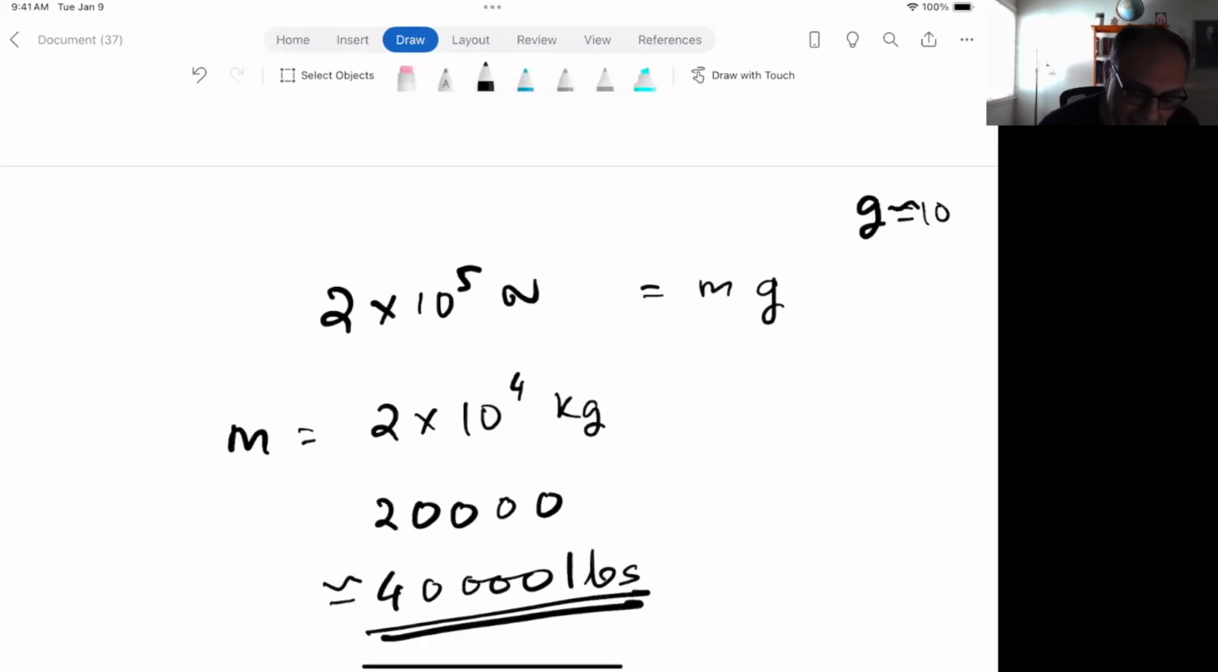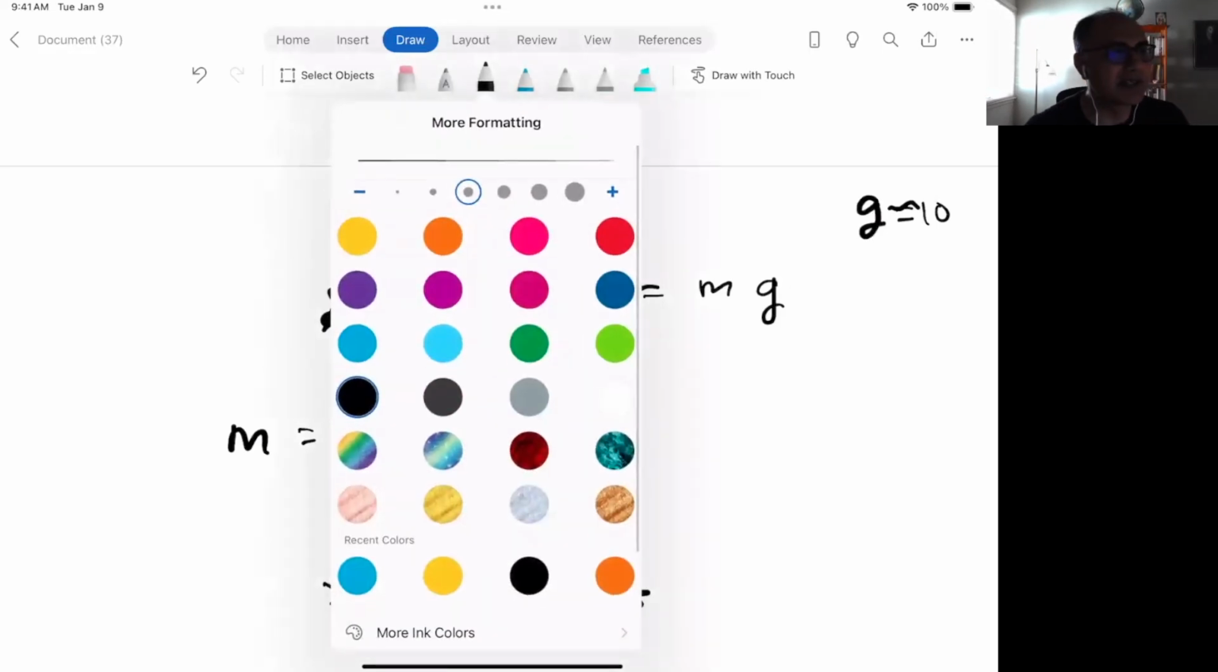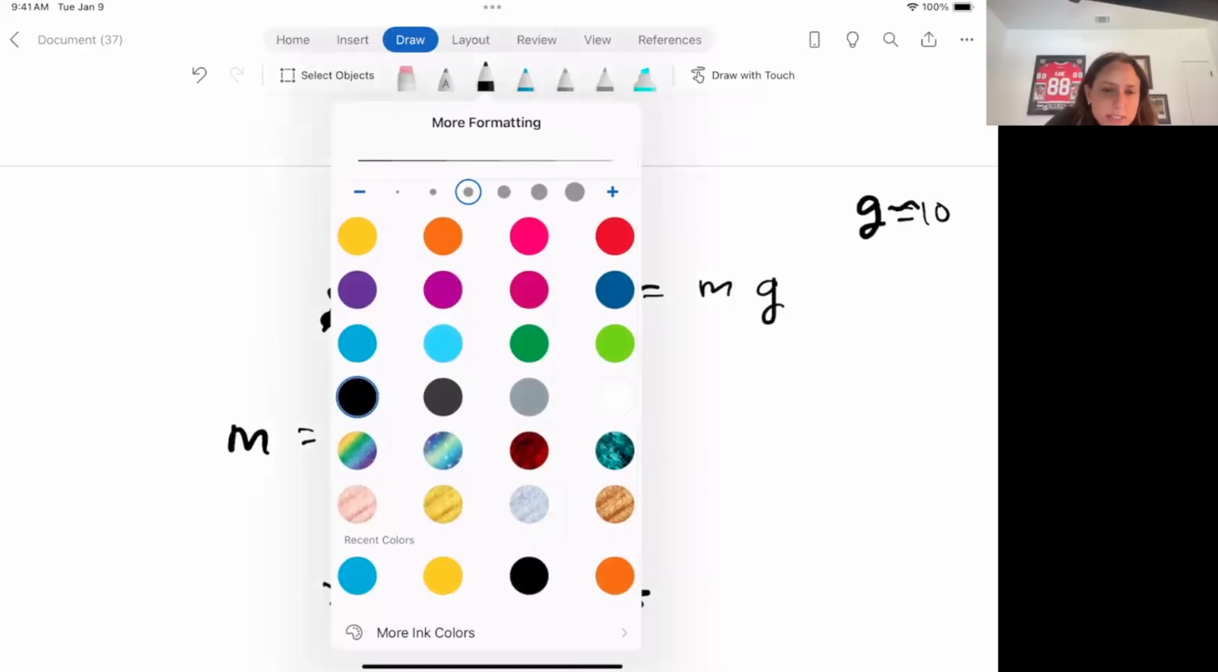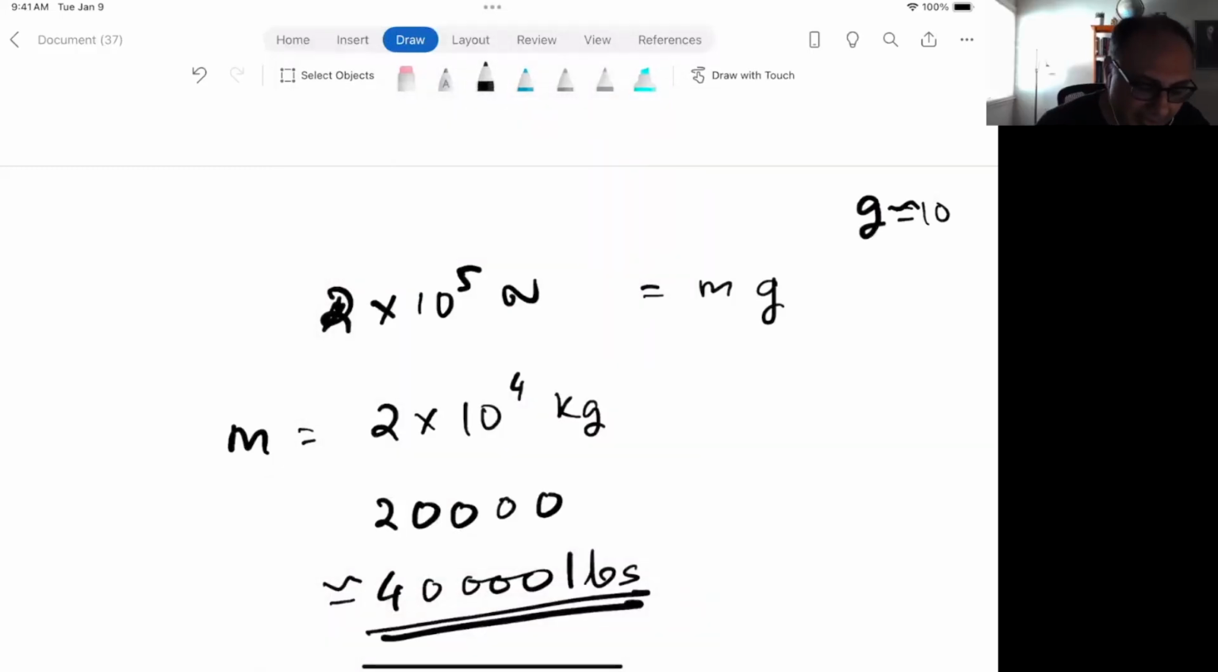Actually, the bulk modulus of water is not 2, it's 2.9, I believe. Let me just look it up really quick. I just wrote the 2 times 10 to the power of 9 from memory. So bulk modulus. On the chart, it says 2.2 times 10 to the 9. Okay, so it's 2.2. So that was approximately correct, yeah. Anyway, you get approximately 40,000 pounds, right?